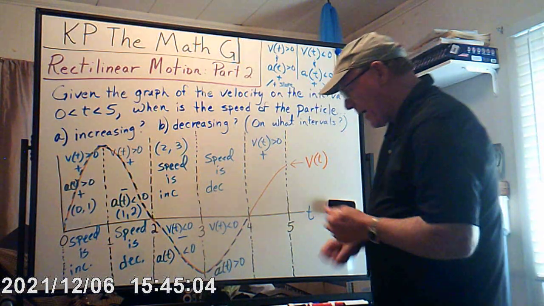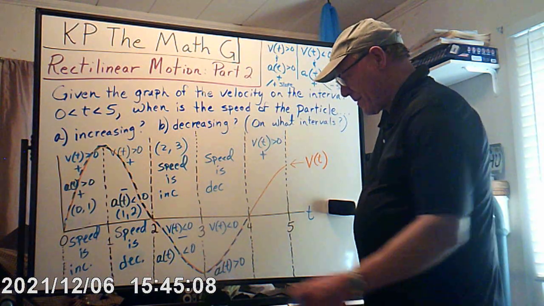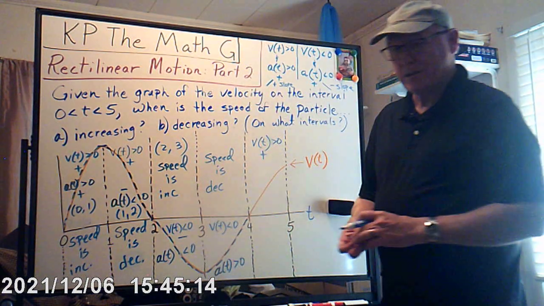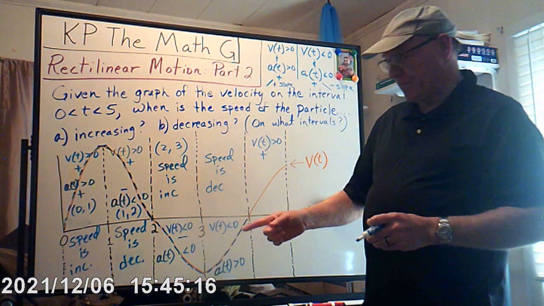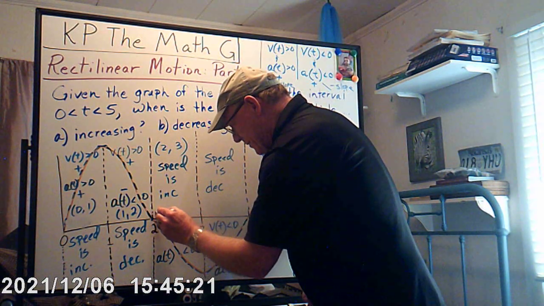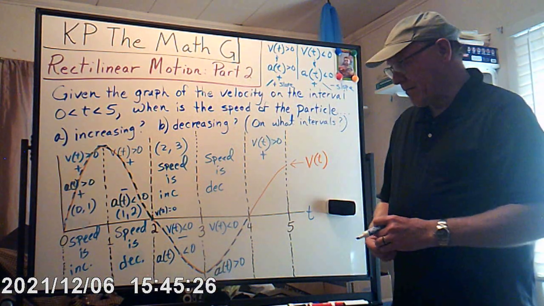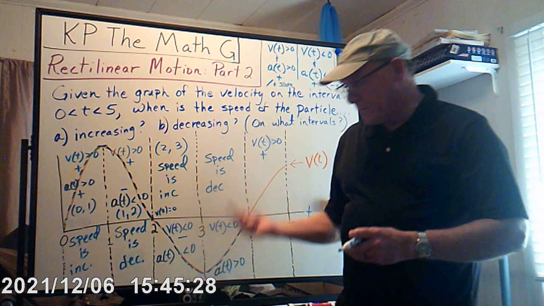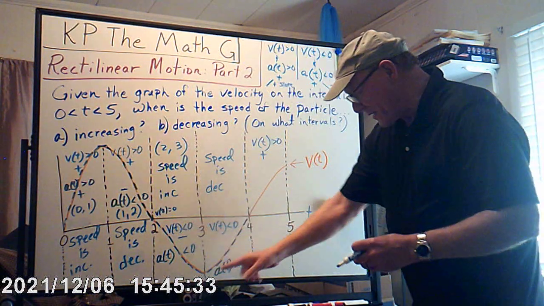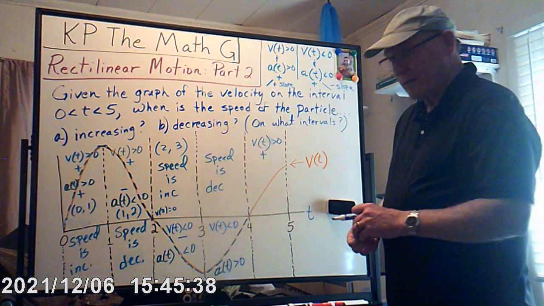And notice here, at t equals 2, the velocity is changing direction. It's stopping. V at 2 is 0. Which means now the particle is moving in a different direction. This particle was moving to the right, and now it's moving to the left here. But it's still moving.